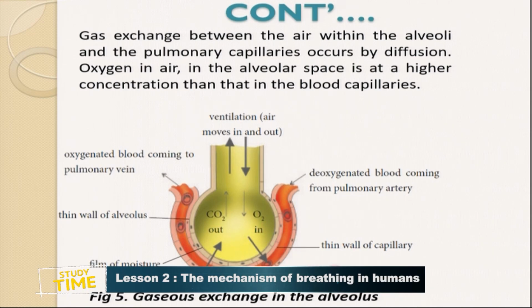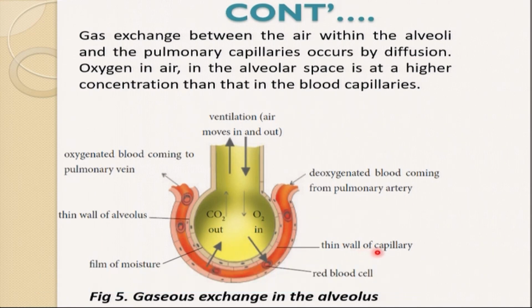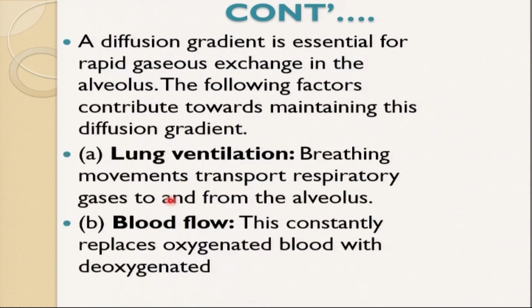So we see these are red blood cells, and these are the thin walls of the capillaries. The deoxygenated blood is moving from that end. Let me try to put it in terms of quantification. Let me say this is maybe from 10, and when you reach here it is up to maybe 80. Now the blood is full of oxygen. That is gaseous exchange in the alveolar sac.